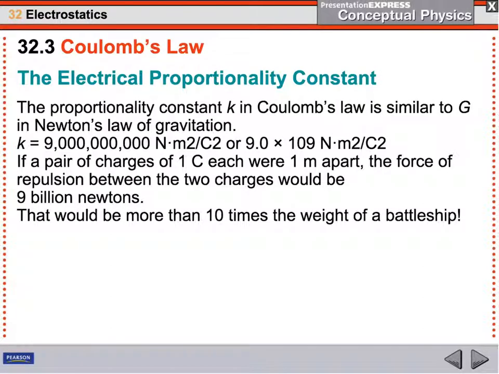The proportionality constant, k, in Coulomb's law is similar to G in Newton's law of gravitation. k is basically 9.0 times 10 to the 9th newtons meter squared over coulomb squared. If a pair of charges of 1 coulomb each were 1 meter apart, the force of repulsion between the two charges would be 9 billion newtons. That would be more than 10 times the weight of a battleship.